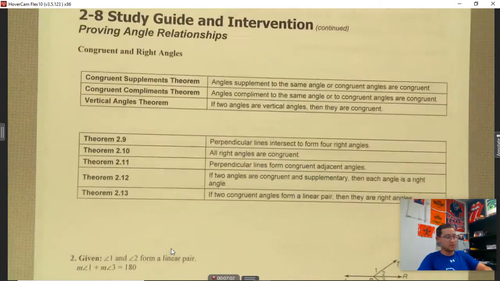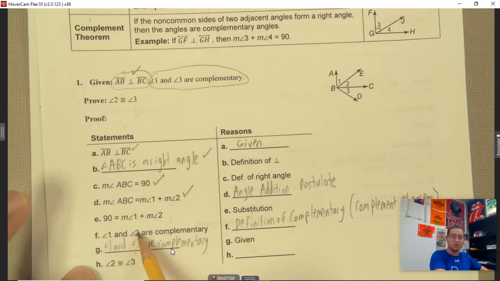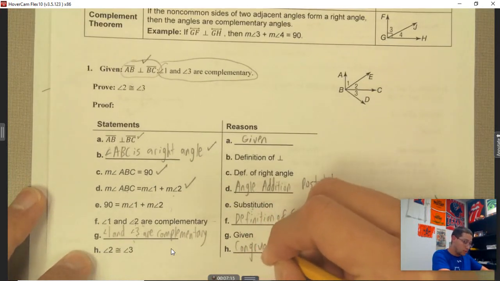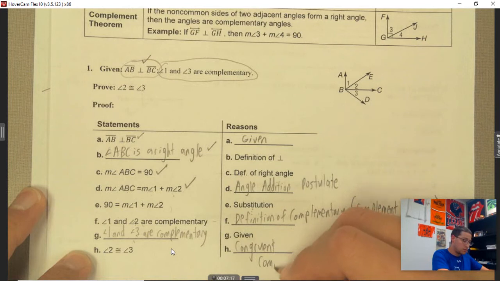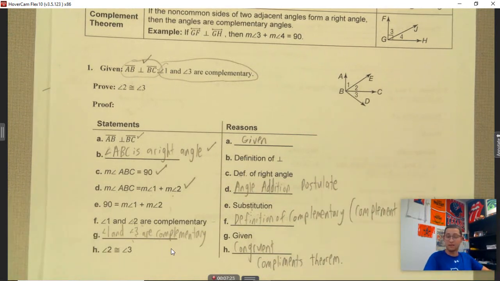Because 2 is complementary to 1, and 3 is complementary to 1. Therefore, these two are the same. So this is the congruent complements theorem. And that is that proof.